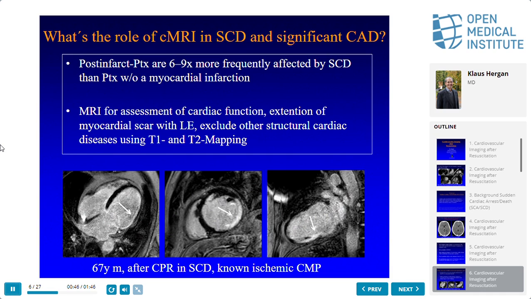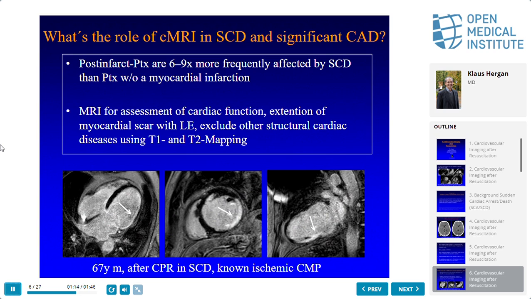Another interesting point is that patients who had an infarction are 6 to 9 times more frequently affected by a sudden cardiac death than the normal patient population. So if you have a scar tissue in that area and around there, that can give rise to electric problems and rhythmogenic disorders up to sudden cardiac death.